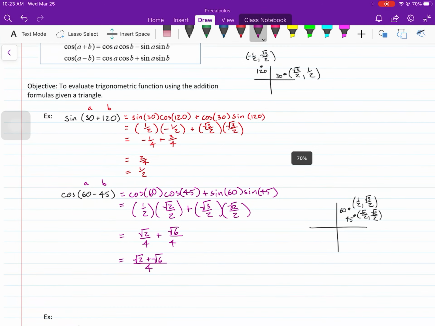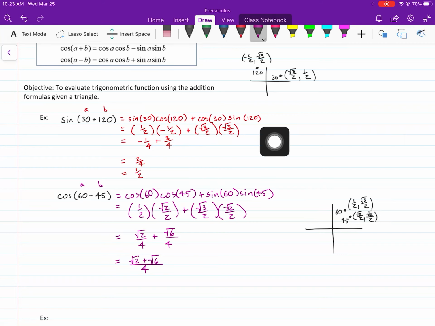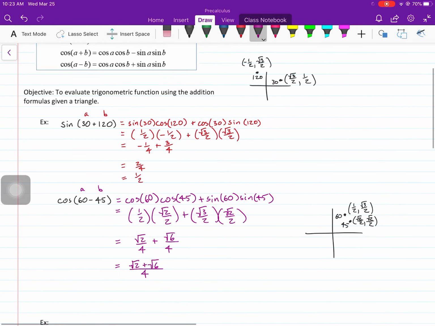So there you have it. That's basically how they work. You just add the two angles together, go right along with that formula, and get these values from the unit circle, or in the future, from triangles in the next video. And that's how it works.